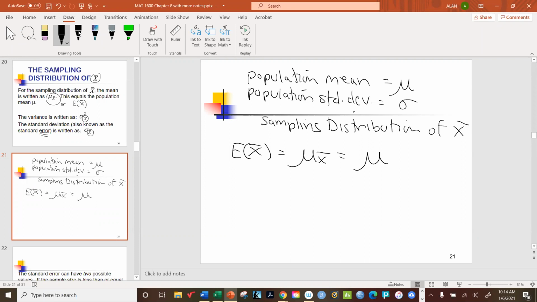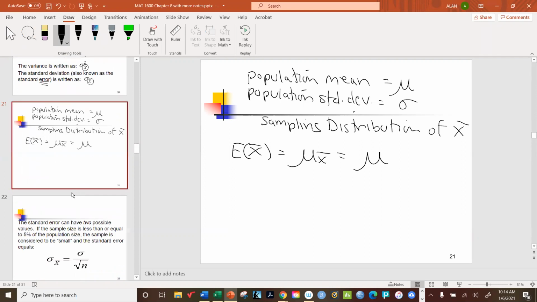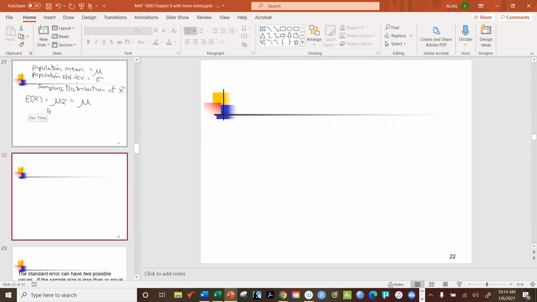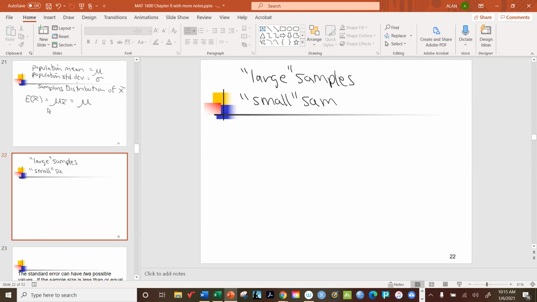All right, now the tricky ones are the variance and the standard error. So for those, we have to introduce a new concept. What we have to do here is make a distinction between what we're going to call large samples and small samples. If you recall, lowercase n is used to represent a sample size. Capital N is the population size.